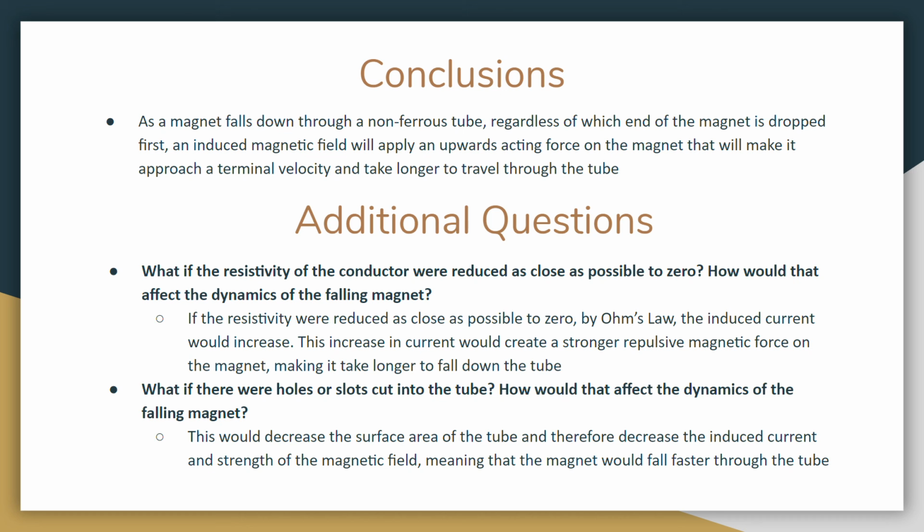Some additional questions we can ask are, what if the resistivity of the conductor were reduced as close as possible to zero? If we decrease the resistivity, by Ohm's law, the induced current would increase, and that would increase the strength of the repulsive magnetic force on the magnet, making the magnet take longer to fall down our aluminum tube. The second question is, what if there were holes or slots cut into our aluminum foil? These holes and slots would decrease the surface area of the aluminum tube and therefore decrease the induced current and strength of the repulsive magnetic field, meaning that the magnet would actually fall faster through the tube.